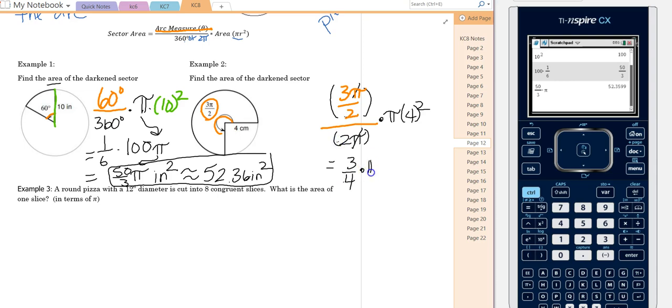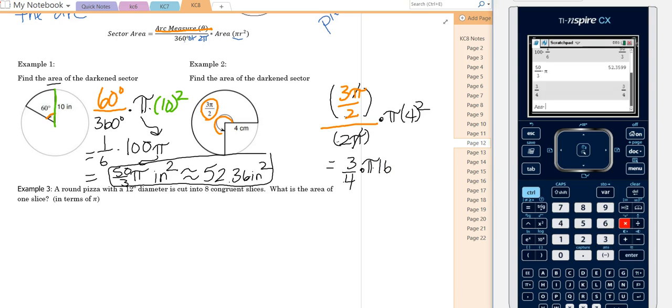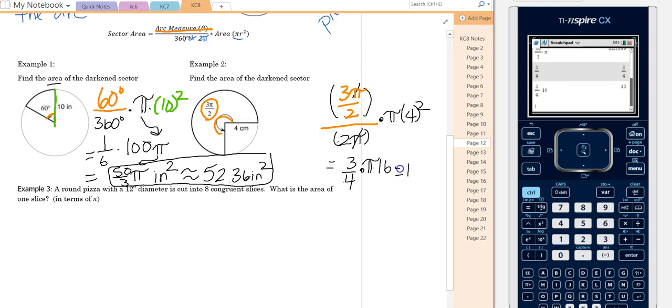All right, moving along, I bring my pi down. 4 squared means 4 times 4, which is 16. So if I have that 3/4 times 16 times pi, I'm going to multiply 3/4 by 16, and that's going to give me 12. Can't forget my pi though, because I haven't done anything with it. And these were measured in centimeters, so I'm going to say centimeters squared.